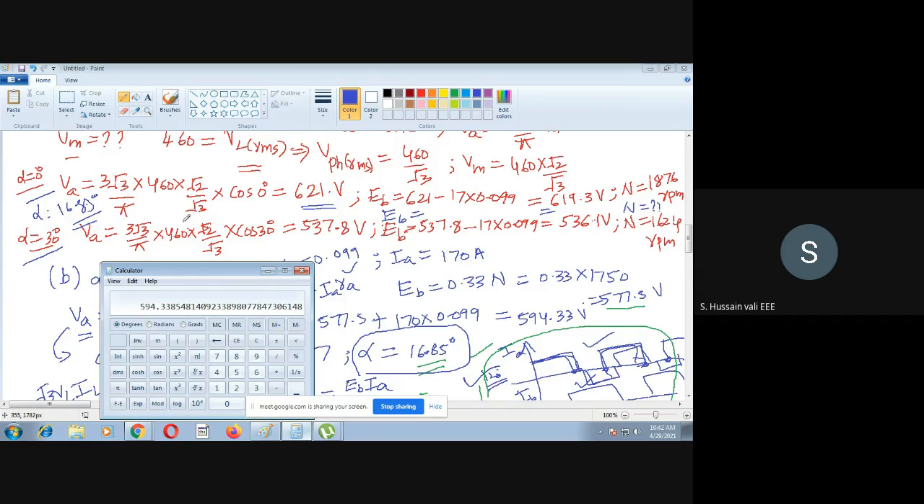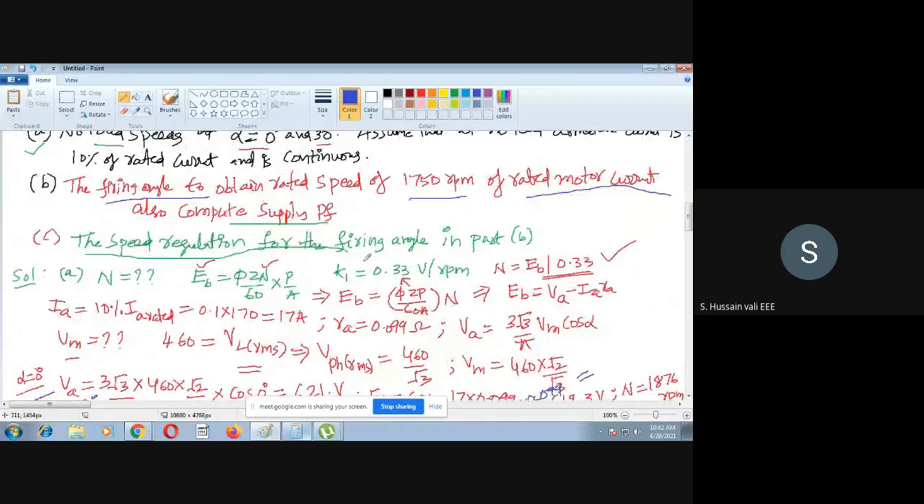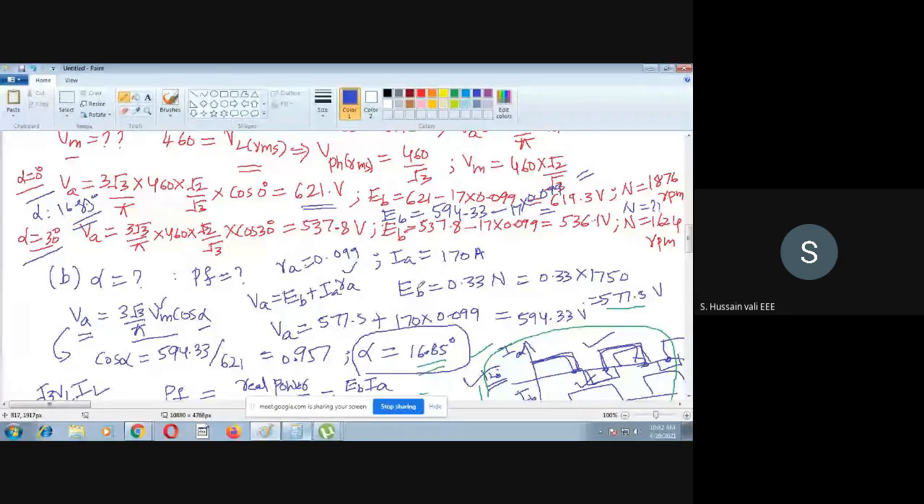594.33. Yes, that's correct. So 594.33 minus 17 into 0.099 once again. Then what will you get here? Rated current. Actually, I think in the question some part is missed. If it is rated current, what answer will you get? I think you will get the same EB. Am I correct? You just check.